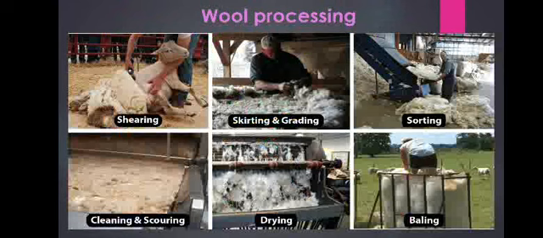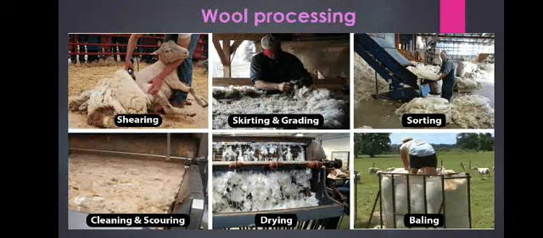In the wool processing, the animal is slaughtered or sheared. Here I am showing the shearing process. The wool is sheared from the sheep. Then it is graded. As we already studied, there are different grades and different types of wools, so it is graded based on the quality, the length, etc.